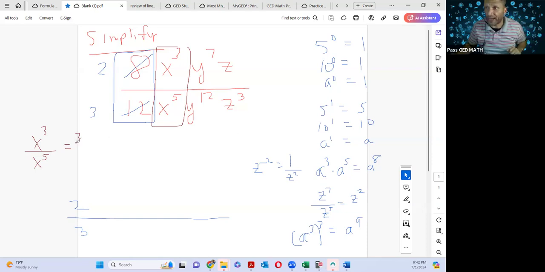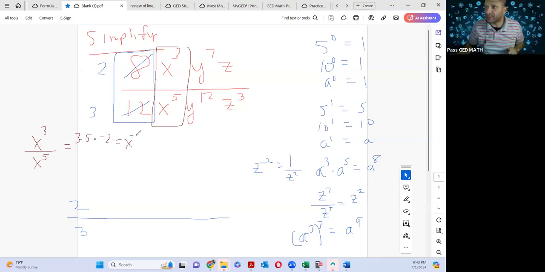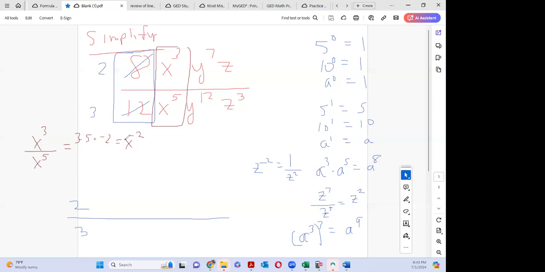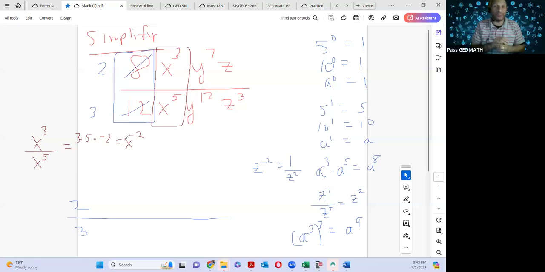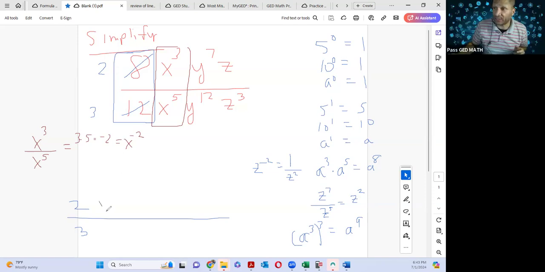So I'm going to do 3 minus 5. What is 3 minus 5? Negative 2. So this is equal to x to the negative second. So how do we know we're subtracting here? Because we're dividing. Top minus bottom. It's division. So 3 minus 5, we got x to the negative second.